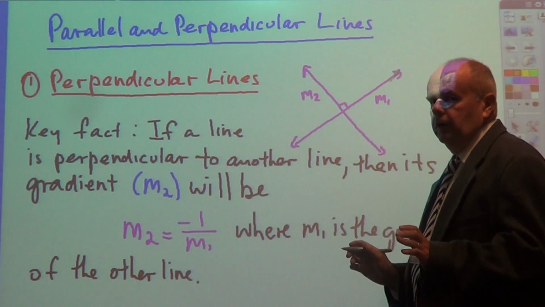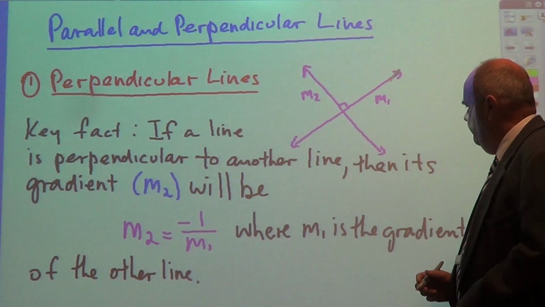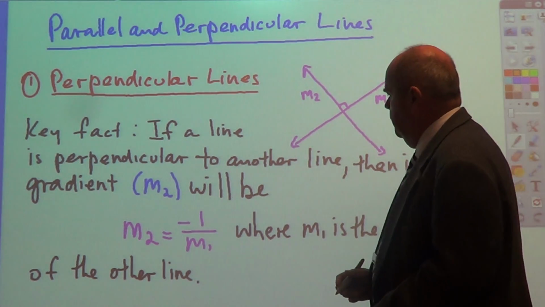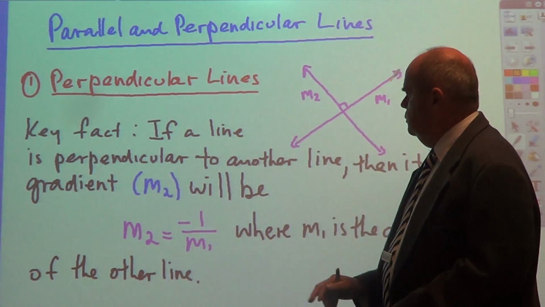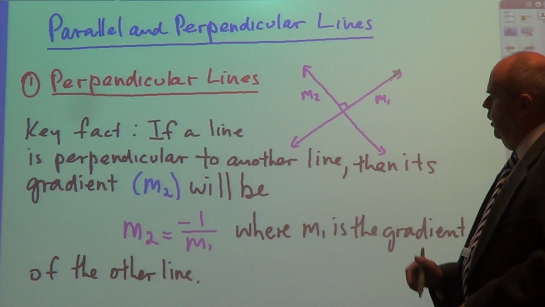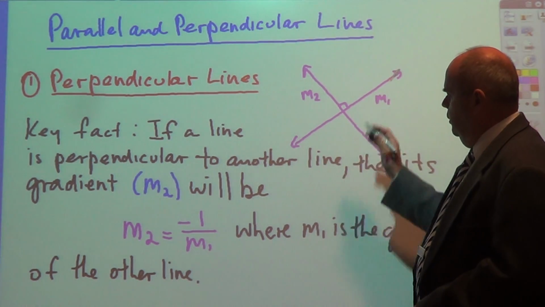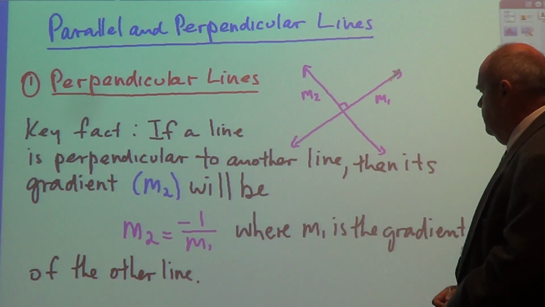Now this is a key fact that you need to know. If a line is perpendicular to another line, then its gradient, which I'm calling M2, the second gradient, will be equal to that there. So it's easy to find the gradient of a line that is perpendicular to another line as long as we have that other line's equation.